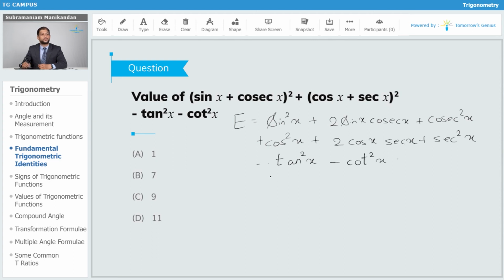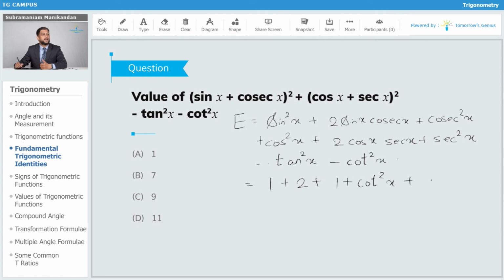Sin square x plus cos square x gives us 1. Sin x times cosec x is also 1 because sin x is the inverse of cosec x and vice versa. So 2 times sin x cosec x is just 2. Plus cosec square x, can I write it as 1 plus cot square x? Yes. Why do I write that? Because I know that there is a minus cot square x which will cancel it. So 1 plus cot square x.